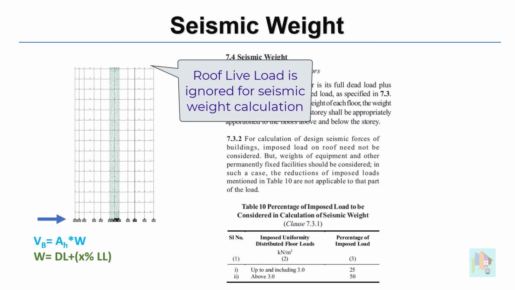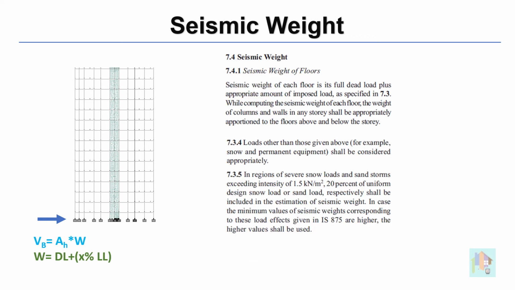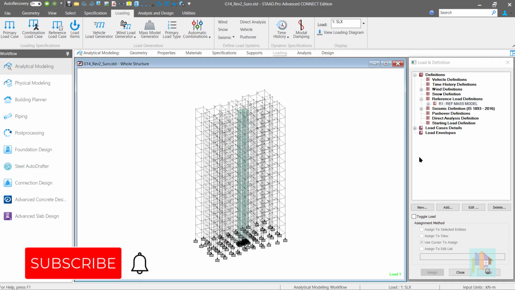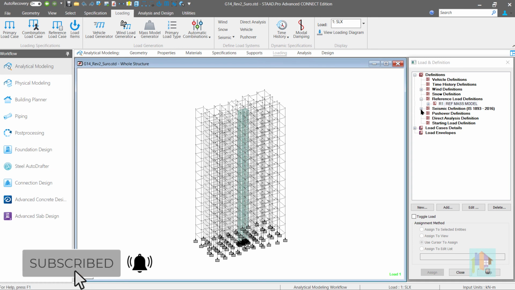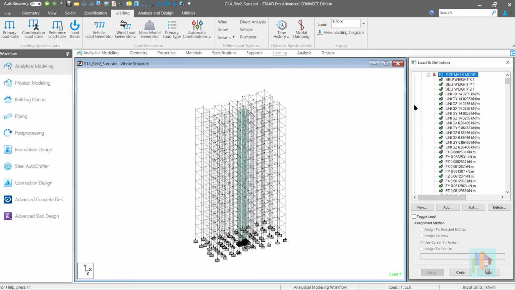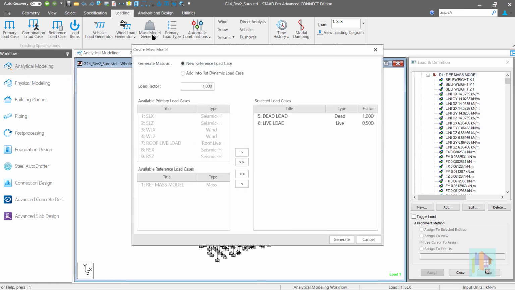Live load on roof is ignored for seismic weight calculation, though any permanent attachment to roof is considered. Apart from this, 20% of snow and sand load can be considered for weight calculation, depending on specific condition. How this seismic weight is calculated and assigned in any model for static and dynamic analysis with the help of new mass model generator, that I have already covered in my previous video. You can check that for more details.